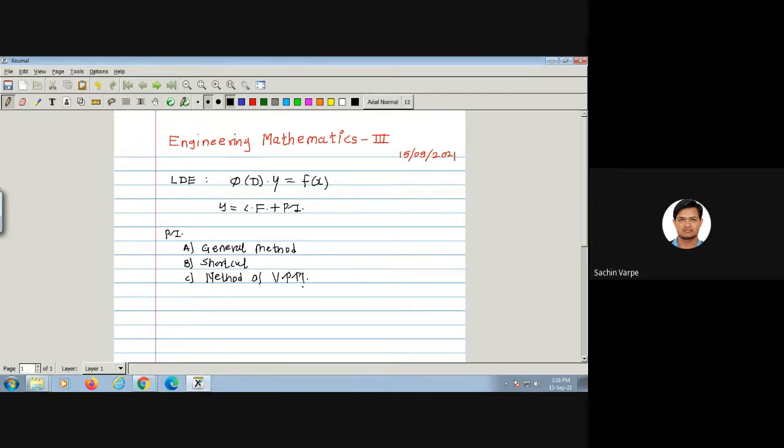Variation of parameter. Actually, this notepad is not working properly. Let me start my PPT.